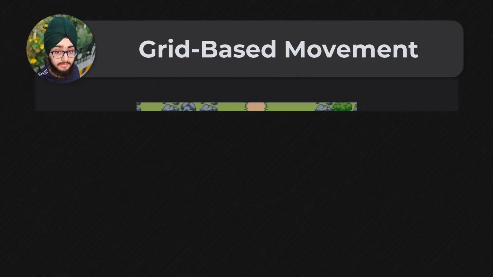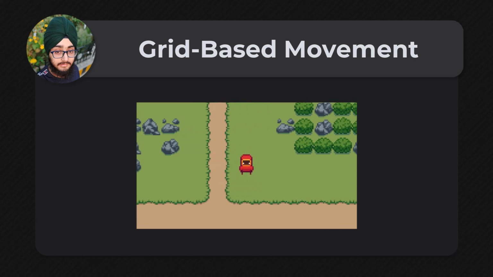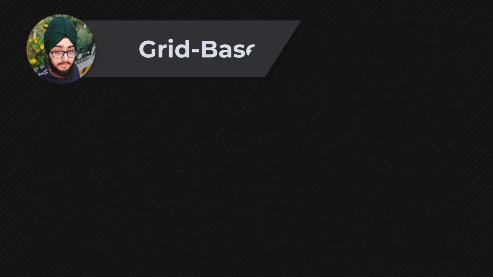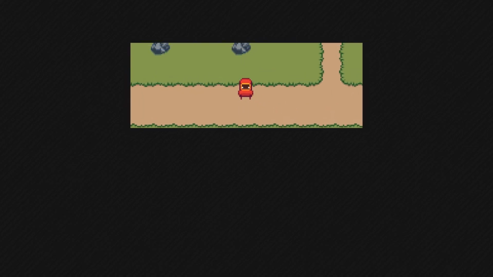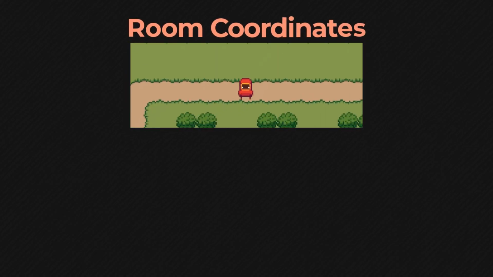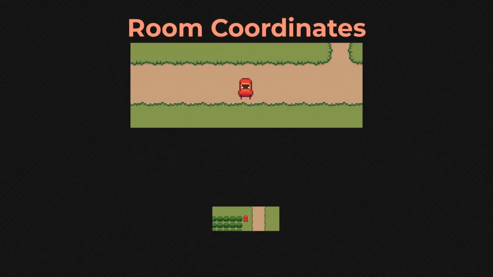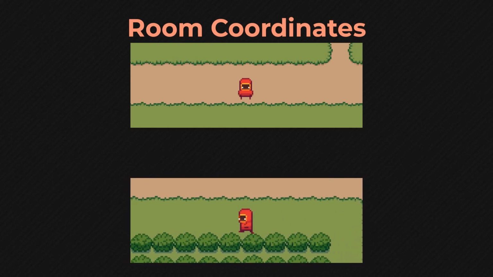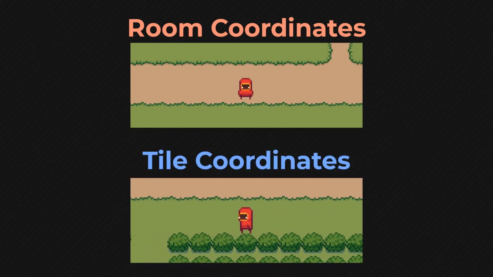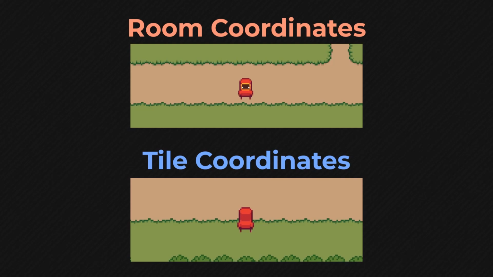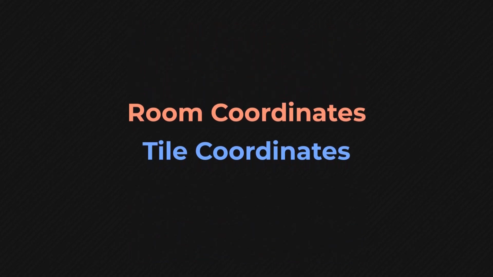Hi there, in this lecture we are going to implement grid-based movement for our player. Currently, for moving our instances, we've been working with room coordinates. However, to move our player from one tile to the next, we'll be working with tile coordinates as well. So let's look at the difference between room coordinates and tile coordinates.